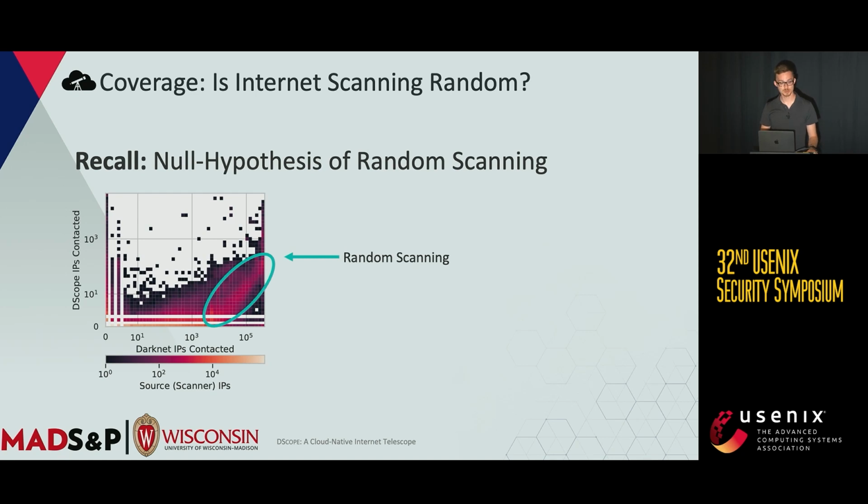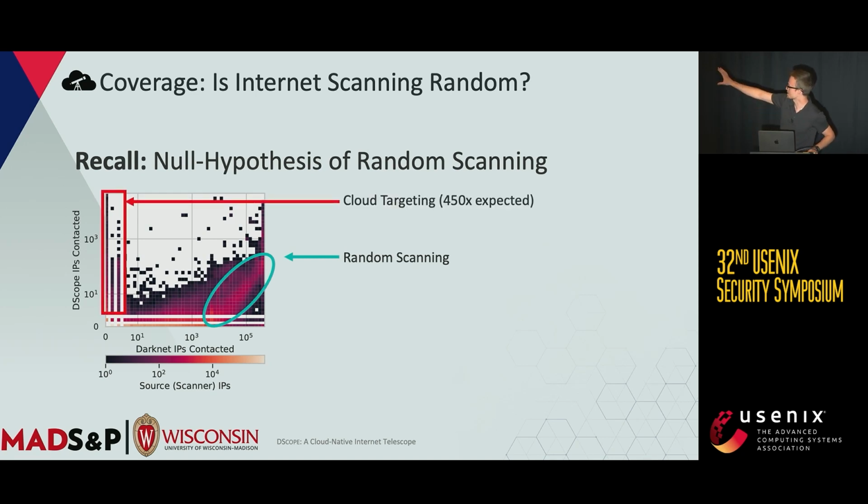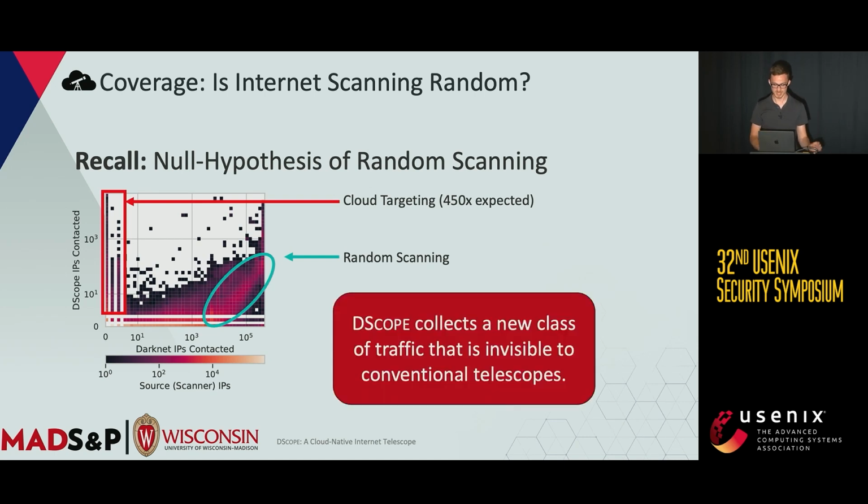However, perhaps more surprising is this mass of scanners here. These are scanners that contacted many DScope IPs, but few, if any, darknet IPs. And if we look at the expectation of this under the null hypothesis, we see that 450 times as many scanners are exclusive to DScope as we would expect under random scanning. And so what this all means is that there is a whole class of scanning behavior on the internet that is invisible to existing telescopes, and that DScope allows us to characterize that phenomenon.